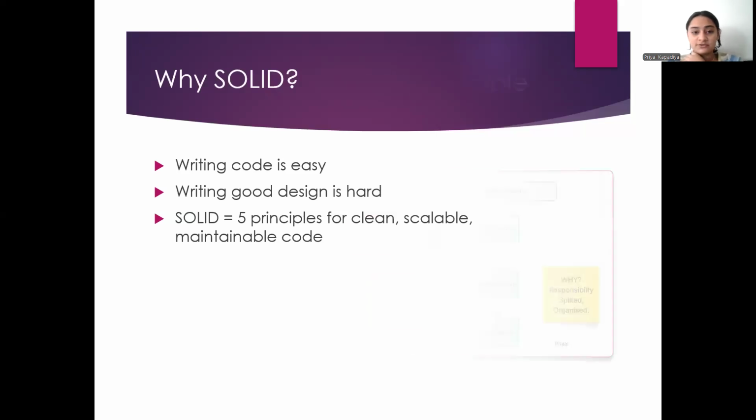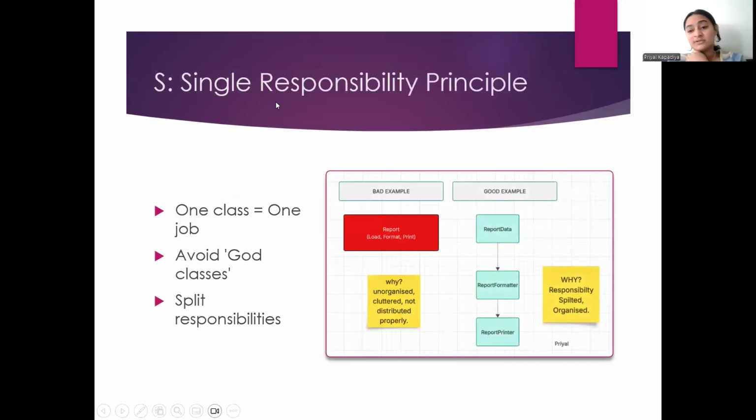So let's move to the first principle, which is the single responsibility principle. What is it? It says that a class should only have one job. Let's give one example. Over here I have made a diagram. In the bad example, Report is a class which handles everything: loading, formatting, and printing.